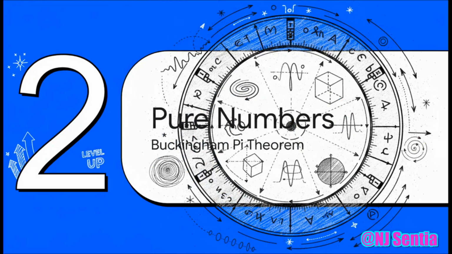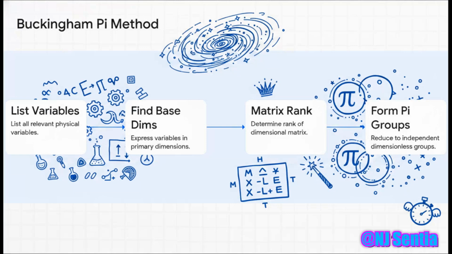Section 2. Pure numbers. The Buckingham Pi Theorem. This brings us to a concept that is, quite frankly, pure magic: the Buckingham Pi Theorem. When scientists are faced with an impossibly complex system, they use this exact checklist. First, they list all the relevant variables. Next, they express each one in terms of those base dimensions. Then, they determine the rank of the dimensional matrix. And finally, they reduce everything into independent, dimensionless pi groups.